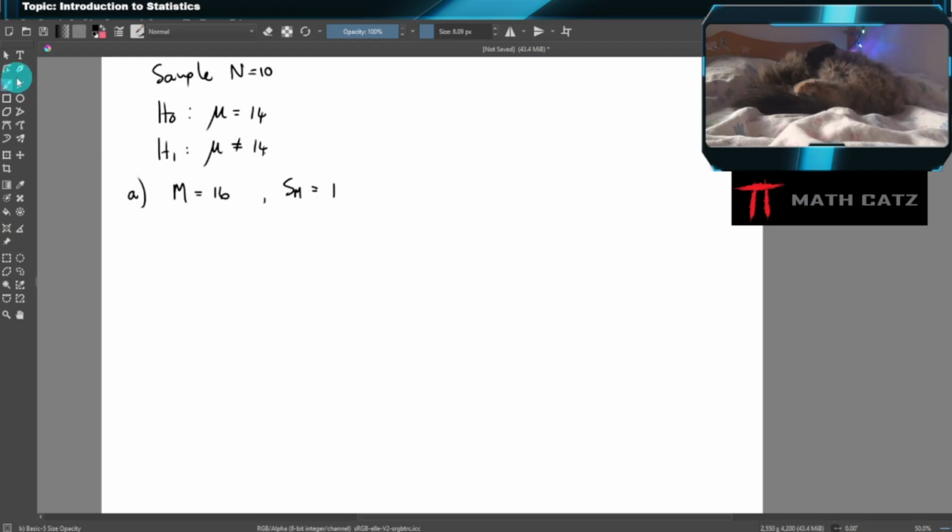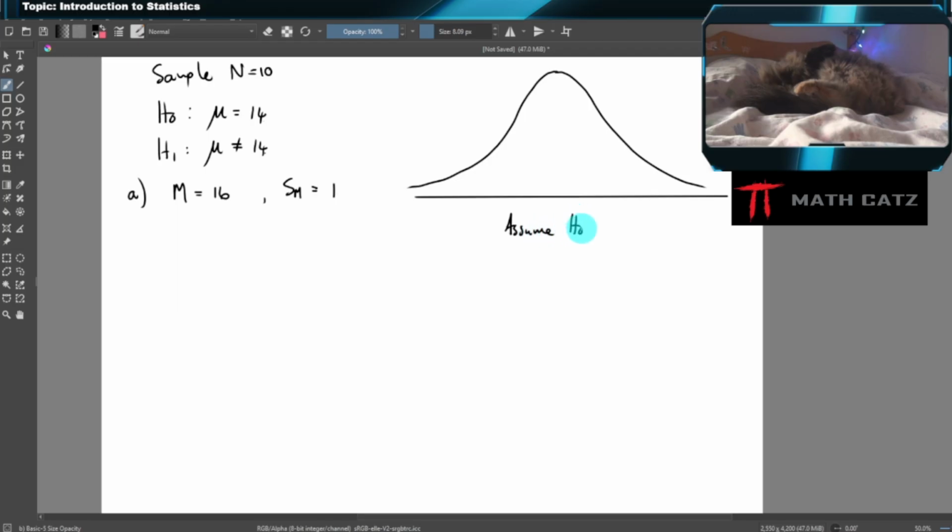So let's visualize the distribution, and let's do it over here. Here is my attempt at some sort of bell curve. That's not bad, actually. So what is the logic mainly around the hypothesis testing procedure? Well, first of all, here we assume that our null hypothesis is true and the distribution is centered here at 14.